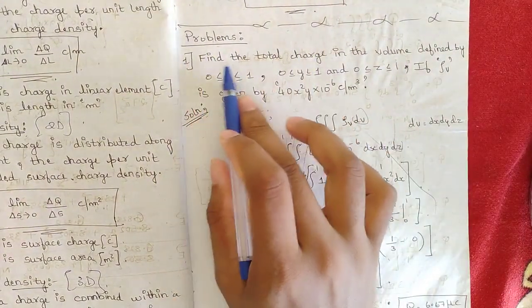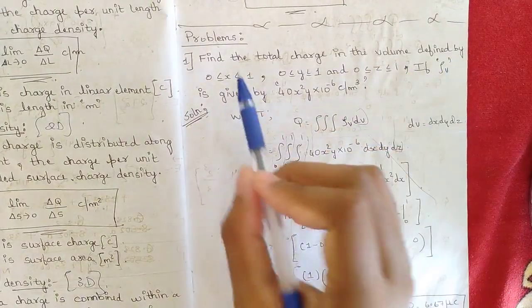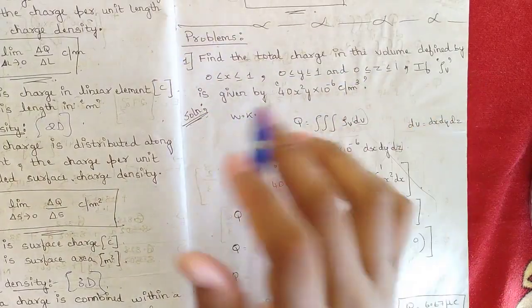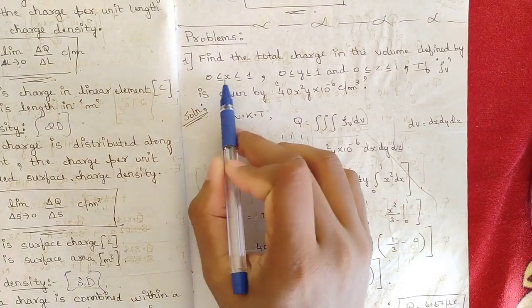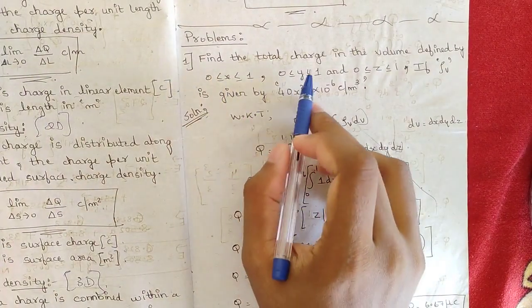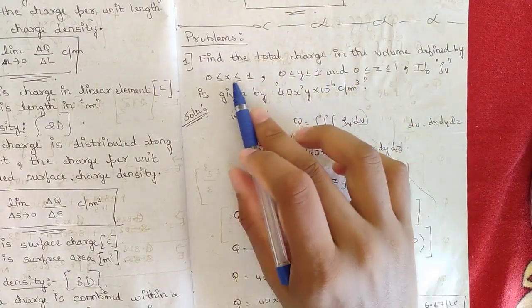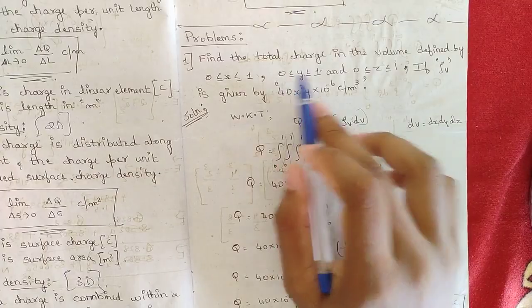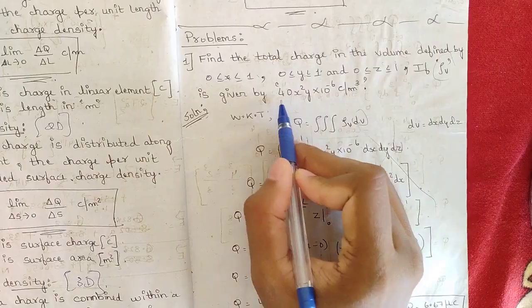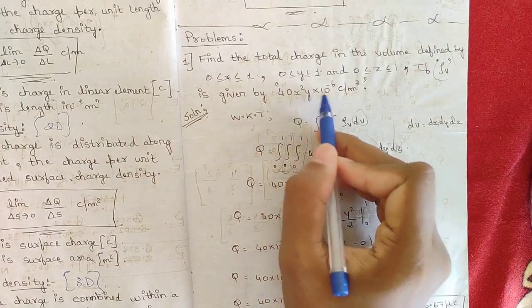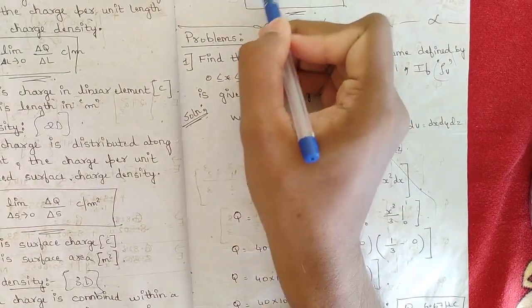So the first problem is: find the total charge in the volume defined by these given limits. That is, x is from 0 to 1, y is from 0 to 1, and z is from 0 to 1. If rho v is given as 40 x square y into 10 to the power minus 6 coulomb per meter cube, we should find the total charge, that is Q.